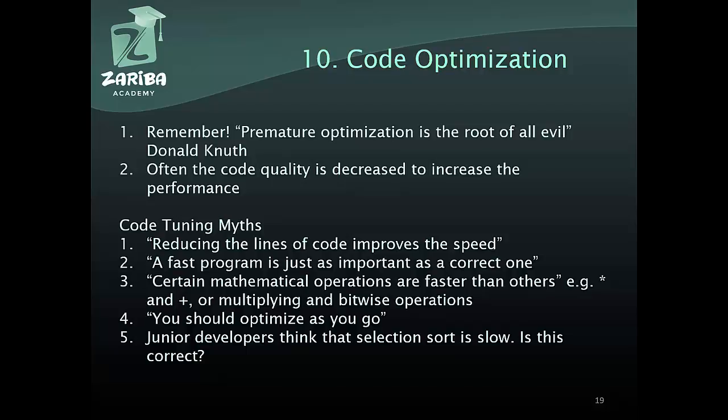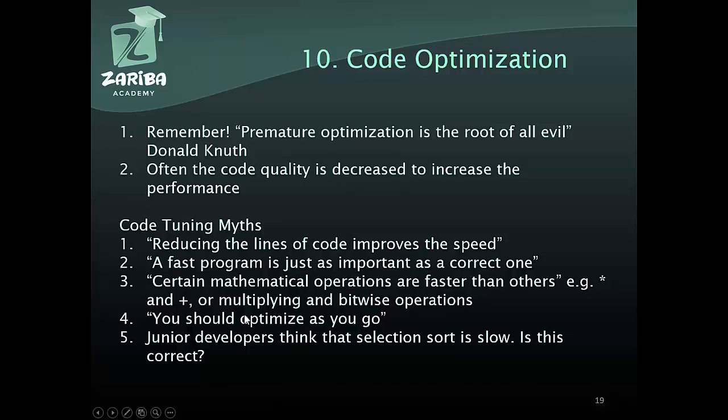So be aware of that. Okay, code tuning myths. Reducing the lines of code improves the speed. That's not true. In some languages it is, but I doubt that you will ever have to write in one of them. So yeah, a fast program is just as important as a correct one. What do you think here?